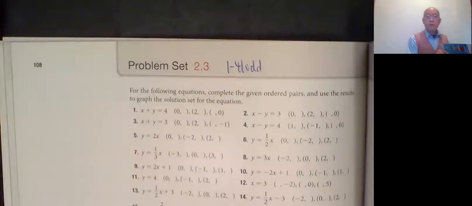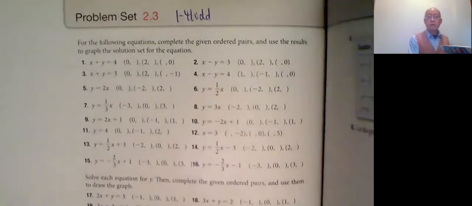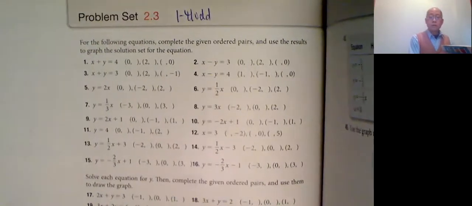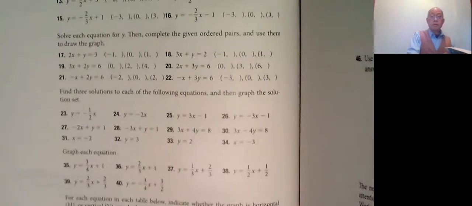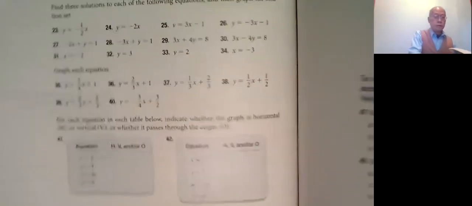Okay, so section 2.3, problems are 1 to 41 odd, page 108. And here are the problems for those of you that don't have the book and don't plan on getting it. So you can use this to get the homework. Some more there. We had to go up to 41, so there's that.